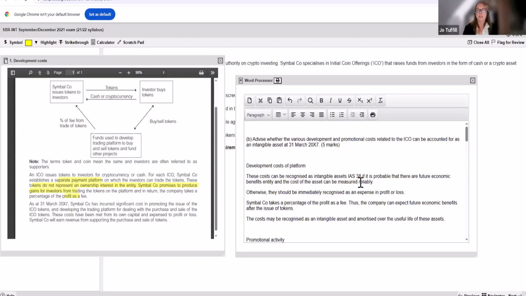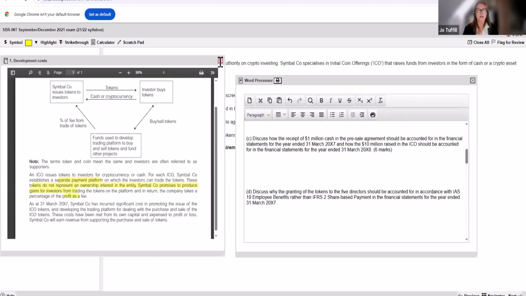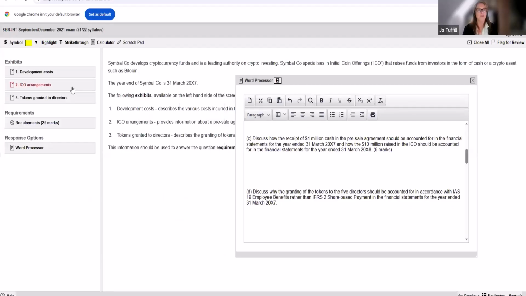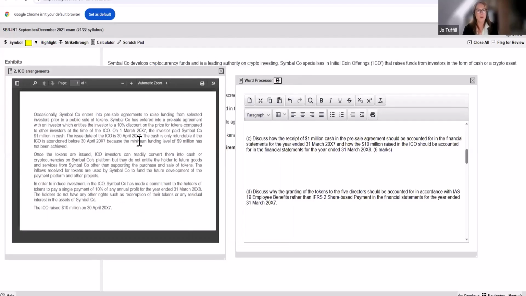Okay. Right, so part C. Let's now shut down this and go on to part C. So this is the ICO arrangements. So remember this, you've done your revision, you know what an ICO is, you know it's financing, it could be liability, it could be equity, or it could be raising revenue, or it could be income, or it could be a provision. Let's look at what's going on here.